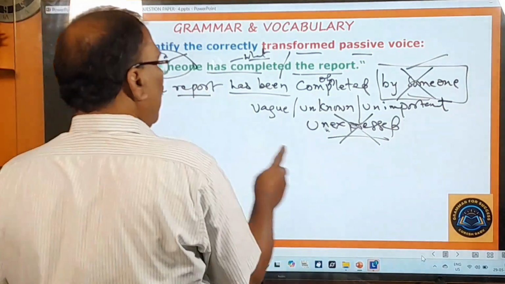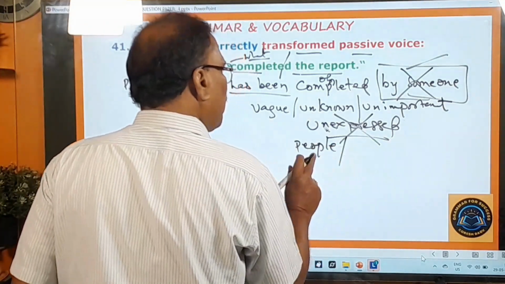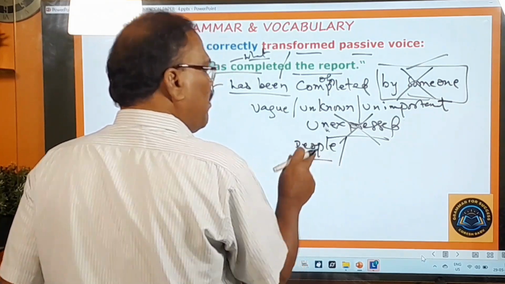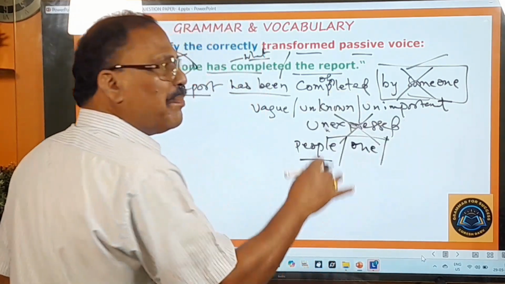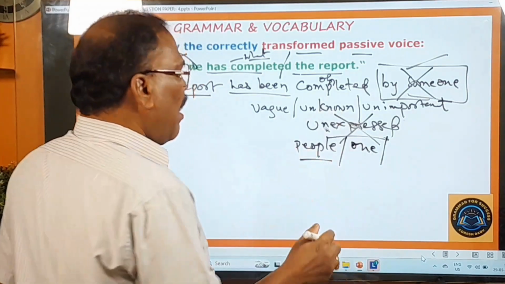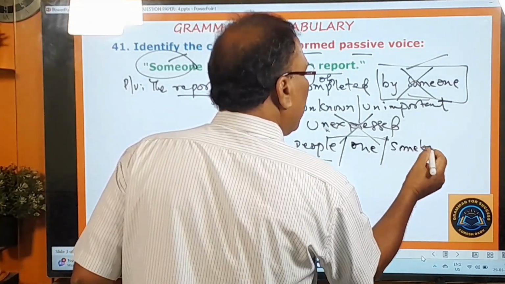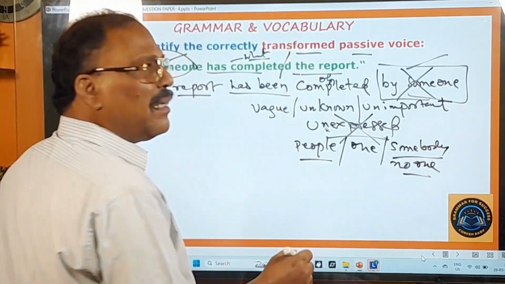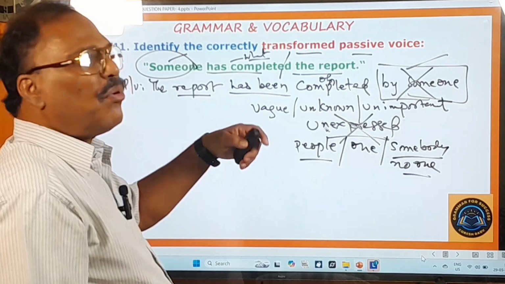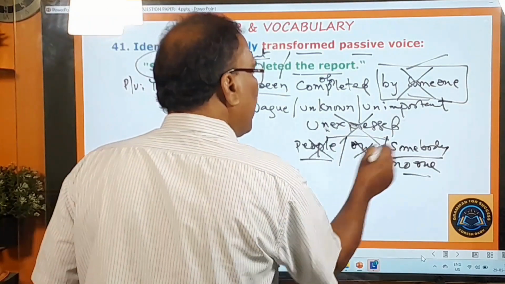So not only this, some other subjects are there. People, if the subject is this people, it remains unexpressed in the passive voice. If one is the subject, it also should not be expressed again in the passive voice. Okay, likewise some other subjects: somebody, someone, no one. So these are all vague subjects, unknown subjects, and therefore you don't express them in the passive voice again.